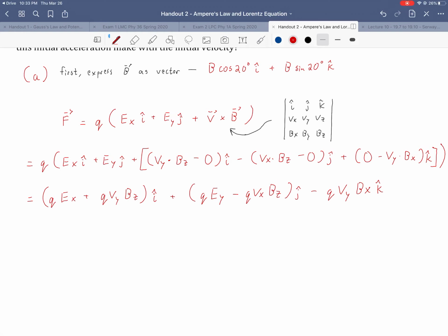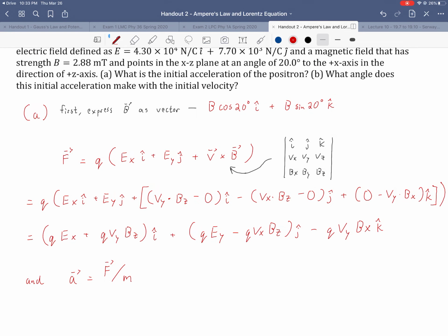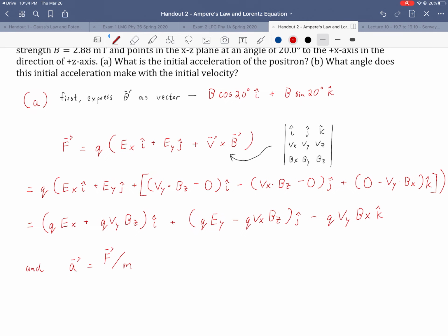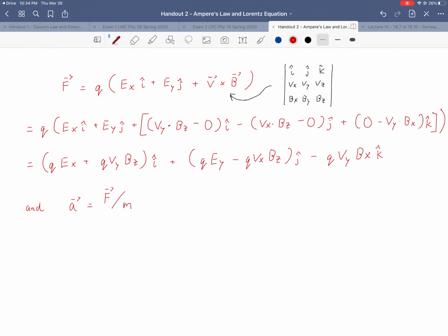And then once we've got a force vector, we can just solve for the acceleration vector by dividing by m. And then we'll point out that the acceleration vector is just going to equal whatever we get numerically divided by m. And as far as part B, I do want to mention that briefly. It says, what angle does this initial acceleration make with the initial velocity?